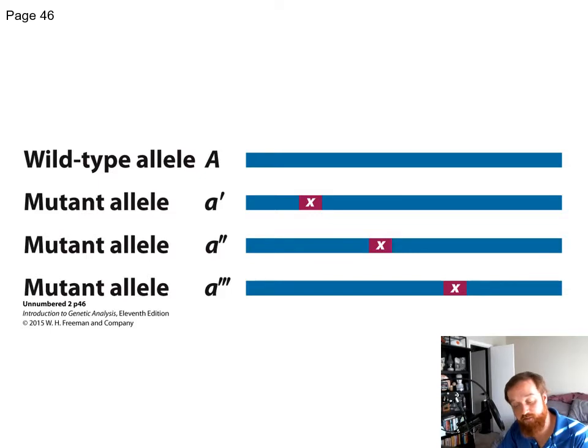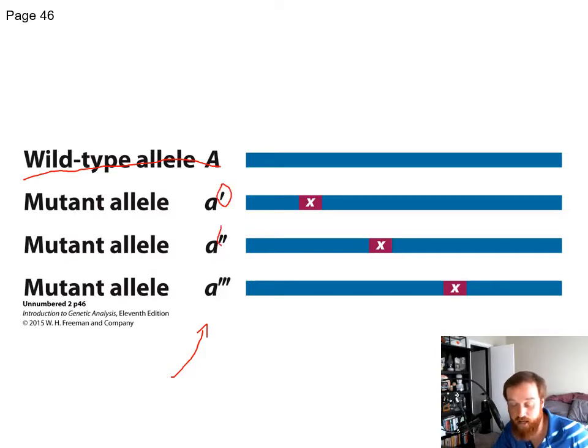Obviously, if you have alleles that have a lot of mutations in them from the wild type, then they might not do as good of a job as the allele that has persisted throughout time and proved to be functionally the best allele. But for example, in this figure here, we see that we have wild type allele A, and then we have 3 mutant alleles of it. We denote that with this little tick mark.